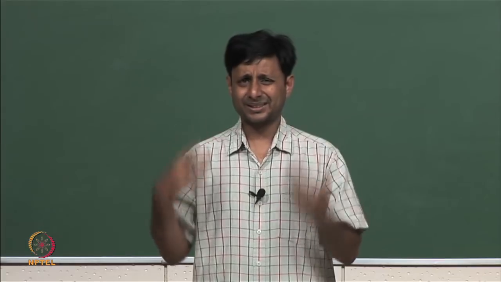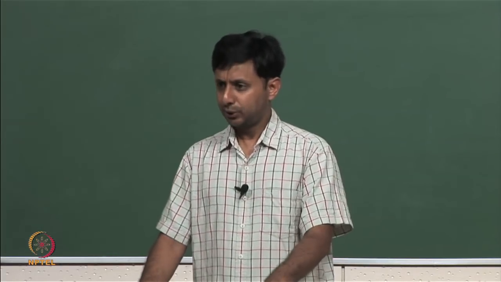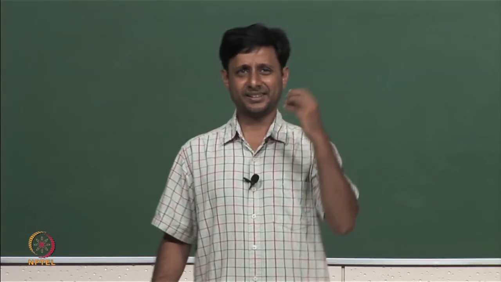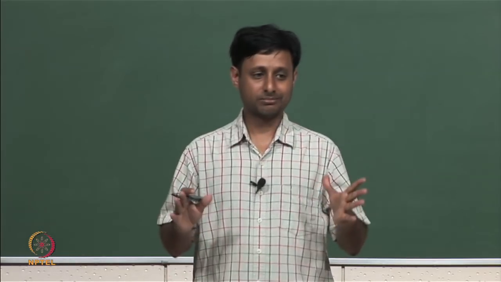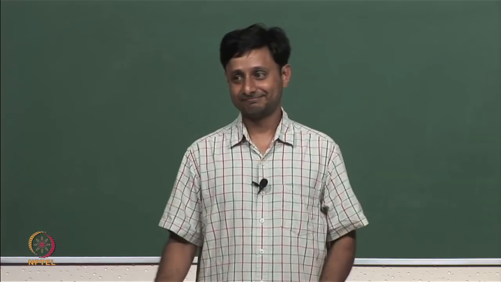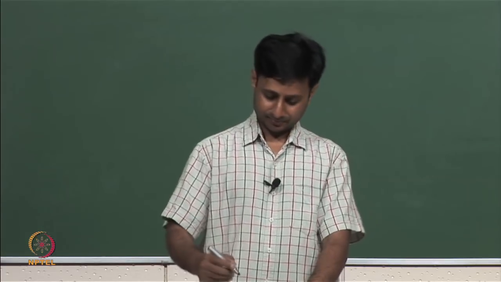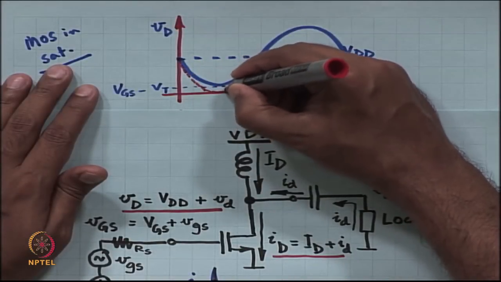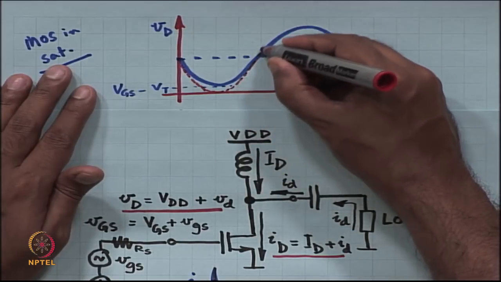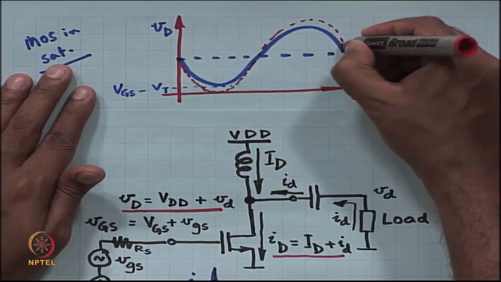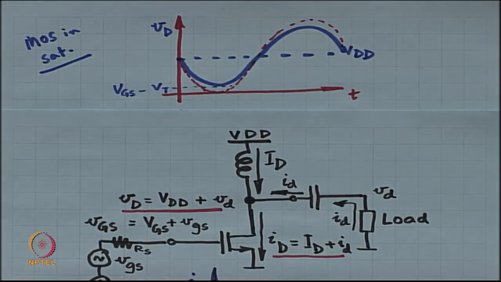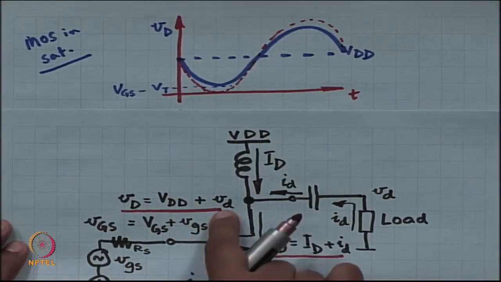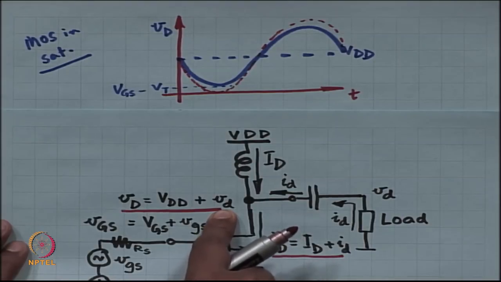Now, let us just simplify. VGS minus VT could be 0.2 volts, right. Let us simplify, all right. Let us say that it is 0, just super simple. So, I am simplifying, I am saying that let us say this is not even VGS minus VT, this is equal to 0, all right.